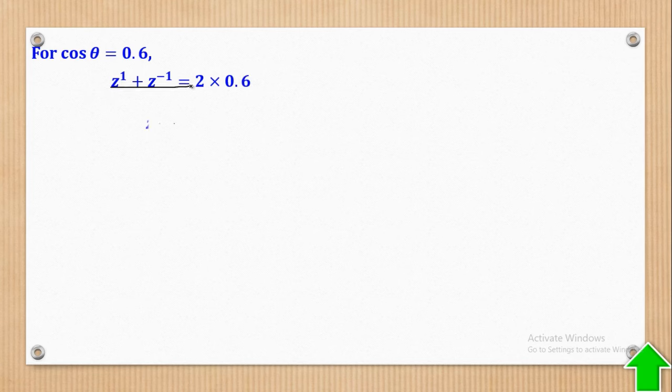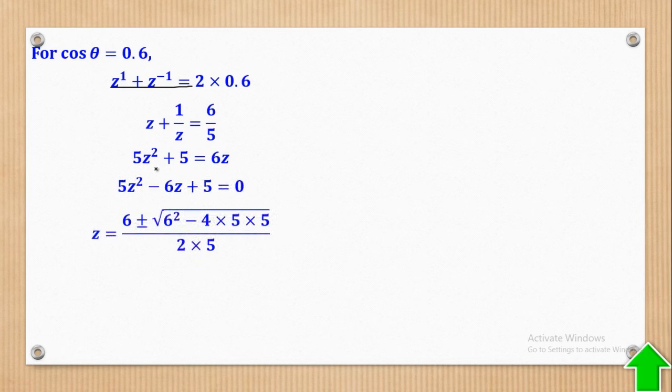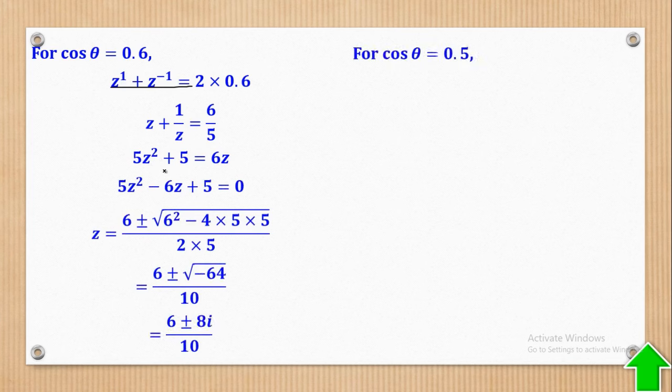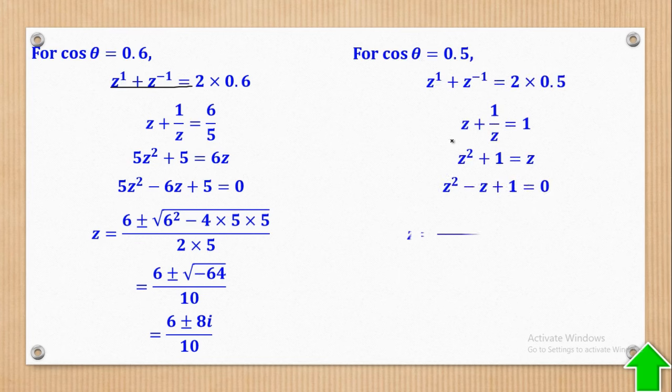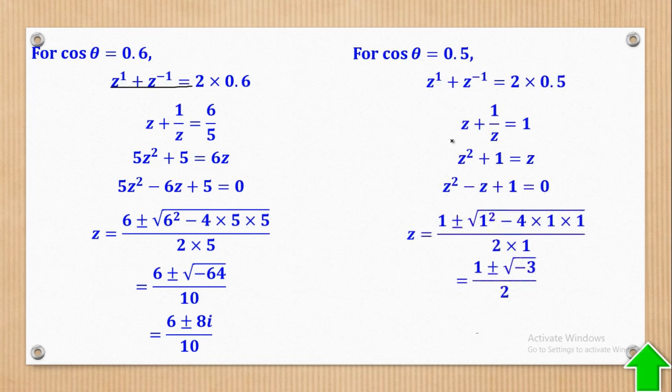It means that this will be that, and remember this power negative 1 is the same as 1 over z. Therefore, I'm going to multiply by z to come up with that, rearrange to get a quadratic, use the bulldozer method to solve it, and then I'll come up with the value of z. Then do the same for the other value of cos theta. For the same procedure, get the quadratic in z, use the bulldozer method, and simplify to get the value of z. So those are the 4 roots of z of the given quadratic equation.